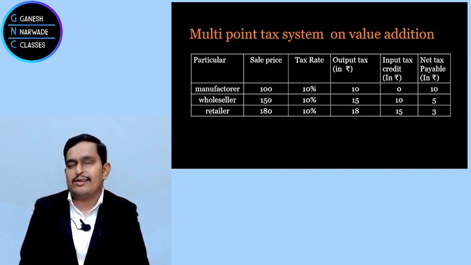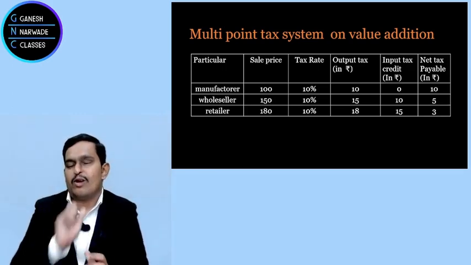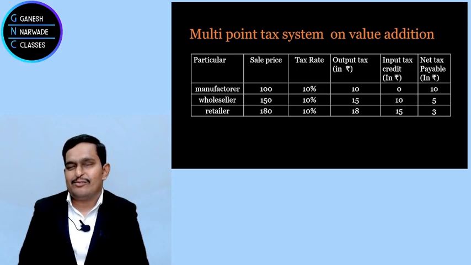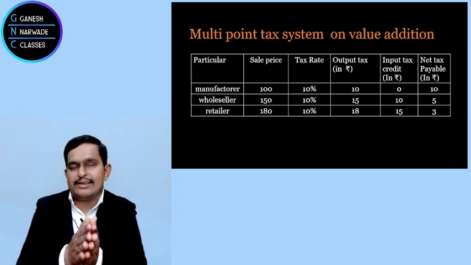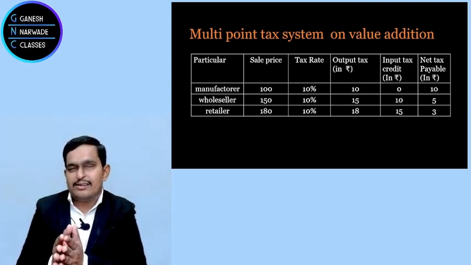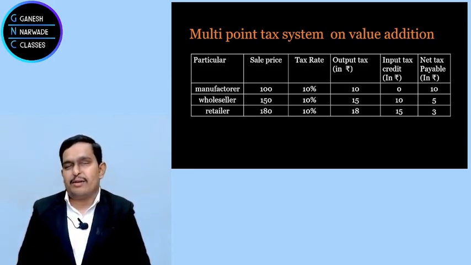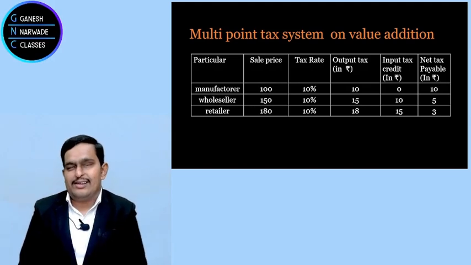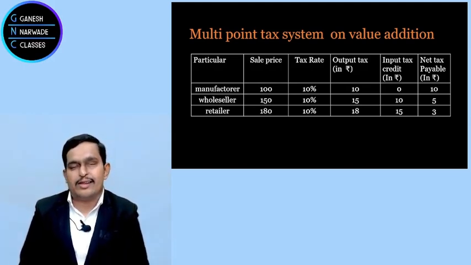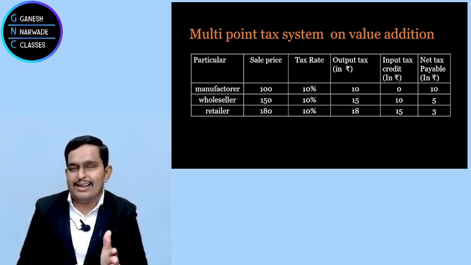Now how much government got totally? 10 plus 5 plus 3. So totally 18 rupees government got. Correct? Very good. So did government get its fair tax amount? The answer is yes. Second point. Is customer charged heavily or some fair amount of tax is collected? Yes, customer is not charged heavily. So it is win-win for customer and government.